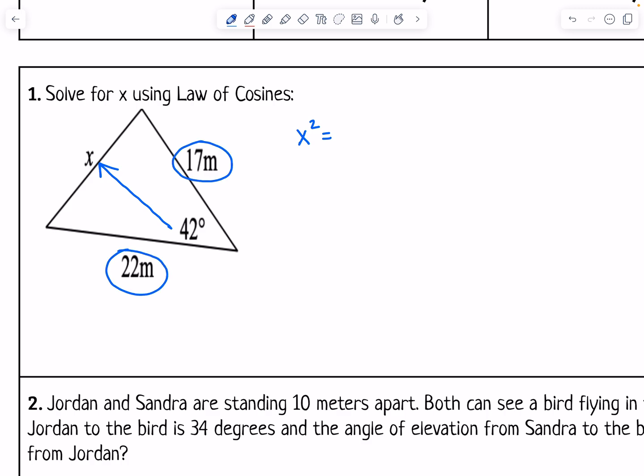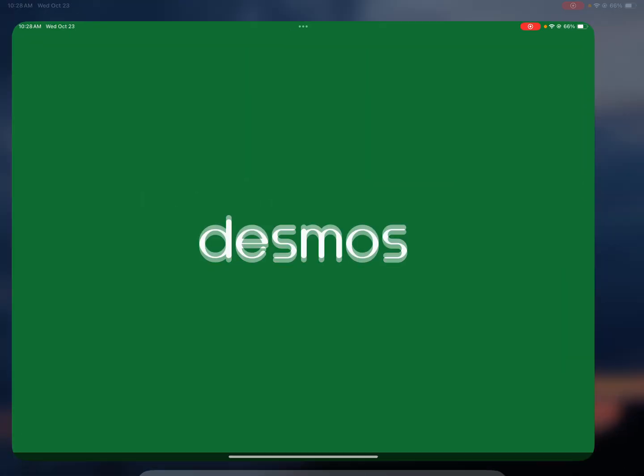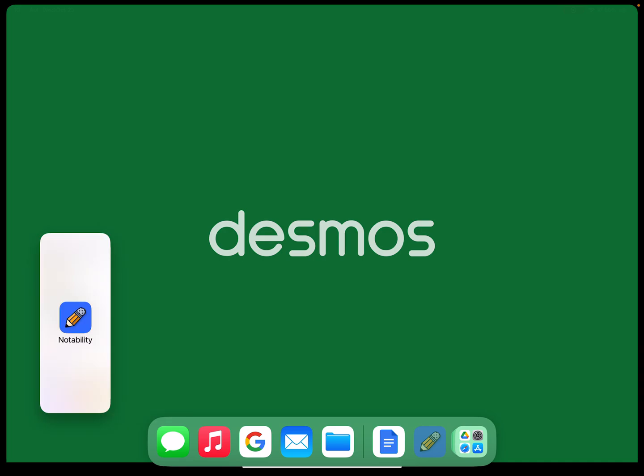It doesn't matter which order you start with. So I'm going to say 22 squared plus 17 squared minus 2 times 22 times 17 cosine of the angle that was across from the side that I'm looking for. So that's 42 degrees. And then I noticed that I can type all of that in the calculator that's over here on the right, and then I'll almost be done solving. So let me bring up my calculator.